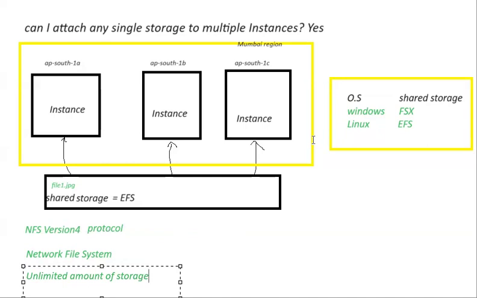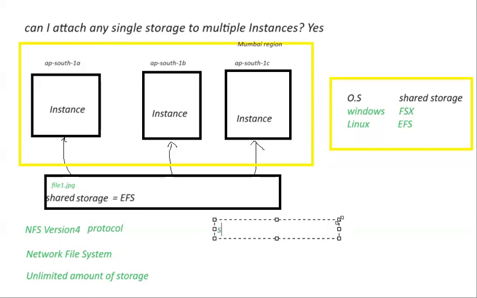Sir, in previous videos, we have discussed S3 and EBS, right? What is the difference between these three, S3, EBS, and EFS or FSX? Now, let's see the difference between them. S3 is which type of storage? S3 is object-based storage. And coming to EBS, which type of storage is it, sir? It's block-based storage.